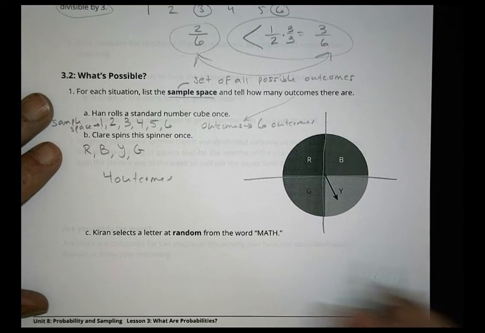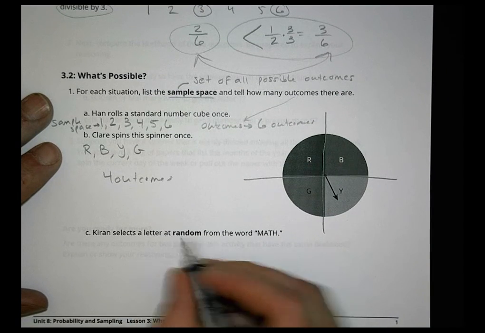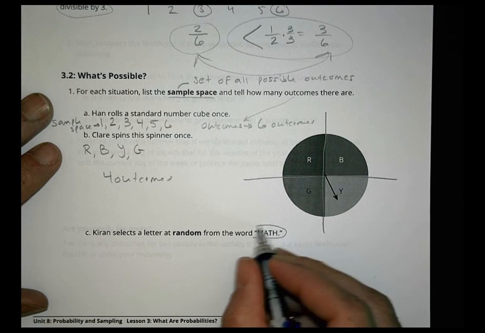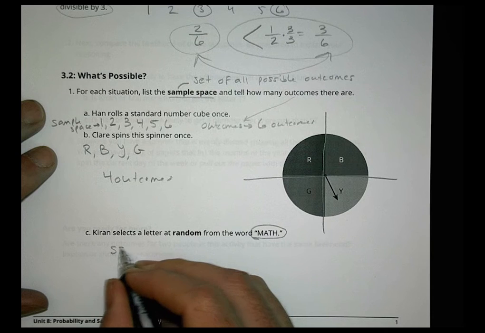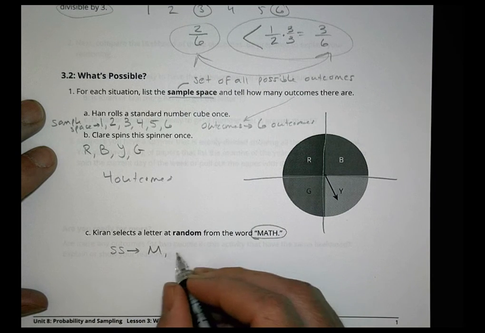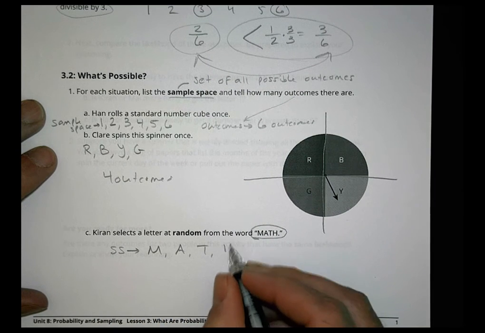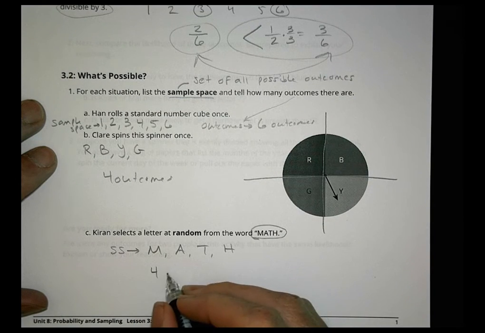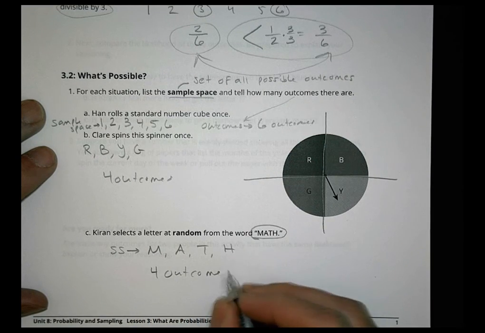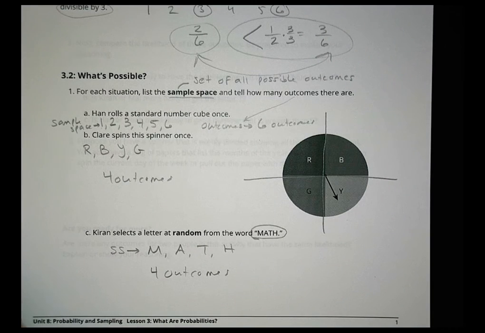Next, Kieran selects a letter at random from the word math. Now math is made up of 4 letters, which means that our sample space is going to be the M, the A, the T, and the H. Again, in terms of outcomes, there are 4 possible outcomes because there are 4 things that he could choose from.